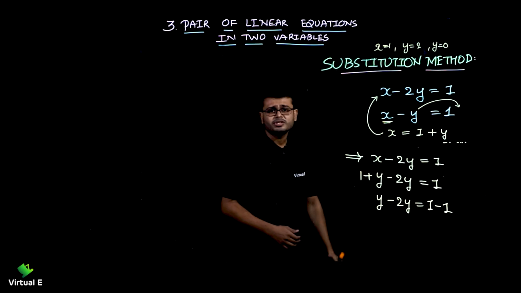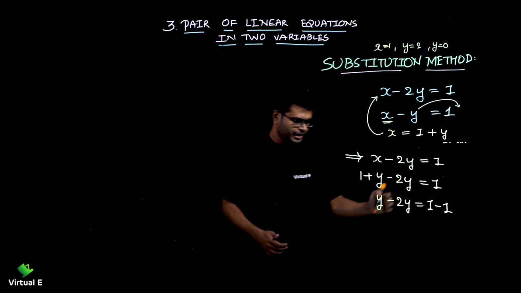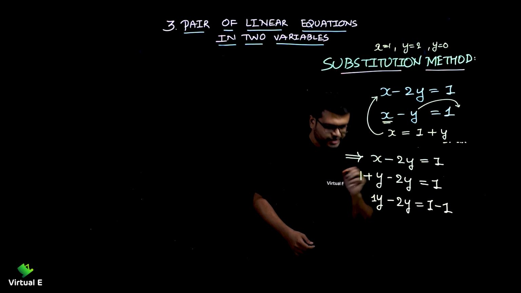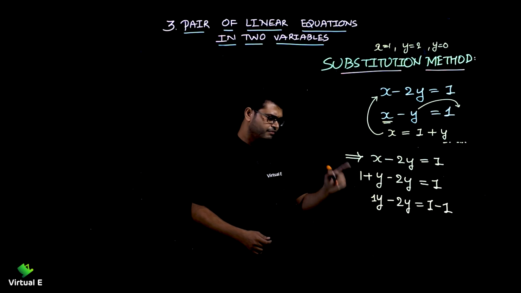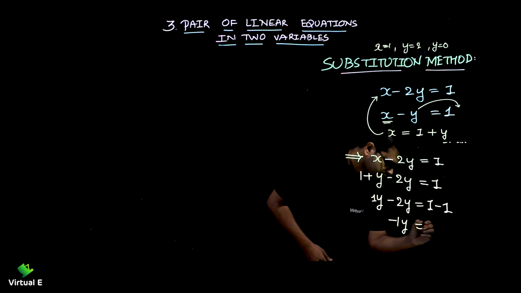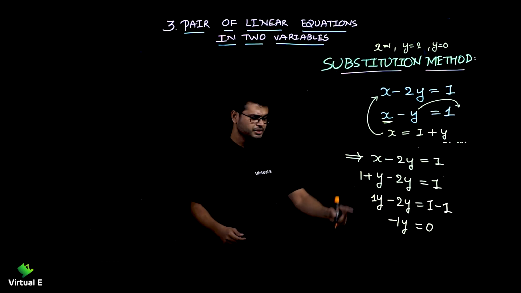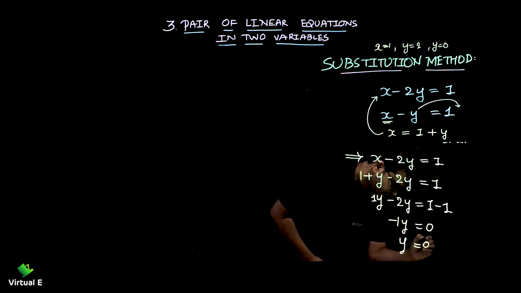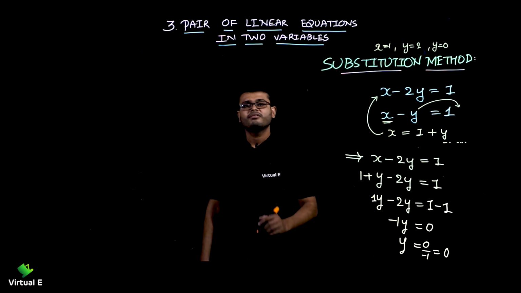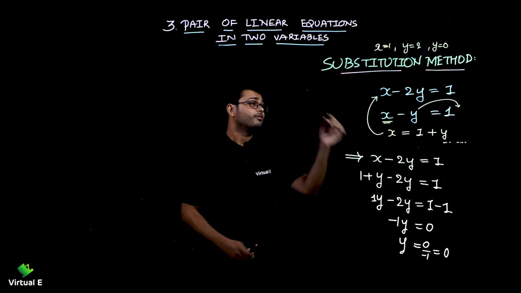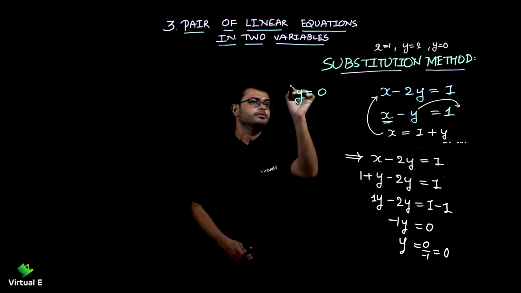So let me solve the LHS at the same time. y minus 2y. Remember, if there is no number before the variable, we consider it as a 1. So 1y minus 2y will give me minus 1y, and here it is 0. So minus 1y is equal to 0. Let me put minus 1 into the denominator. So 0 divided by minus 1 will give us 0. So the value of y is 0. This is the solution for y. y is equal to 0.